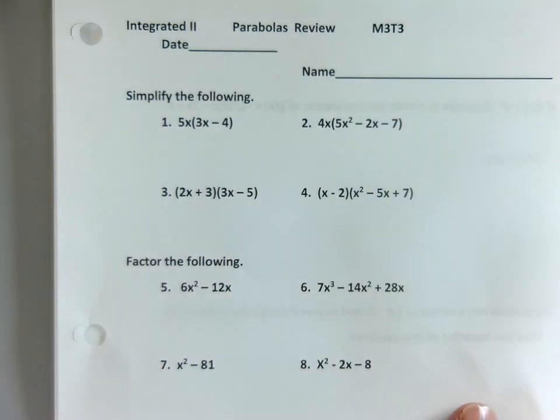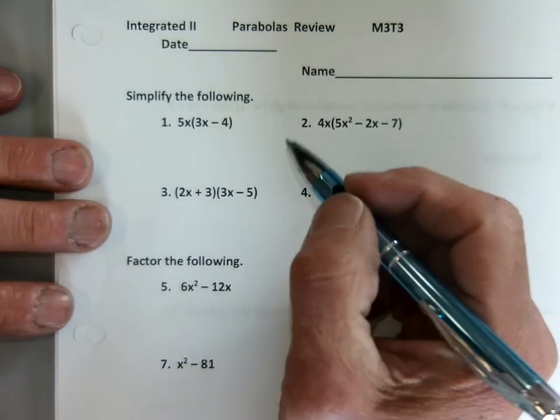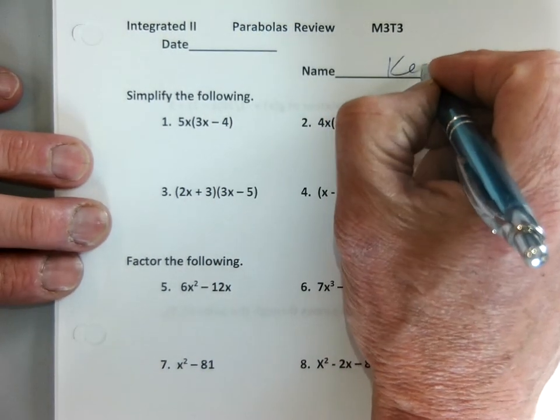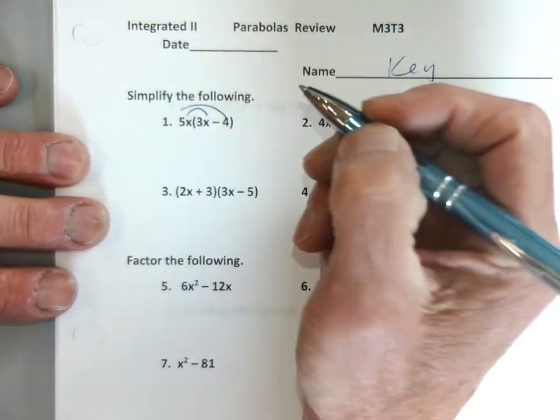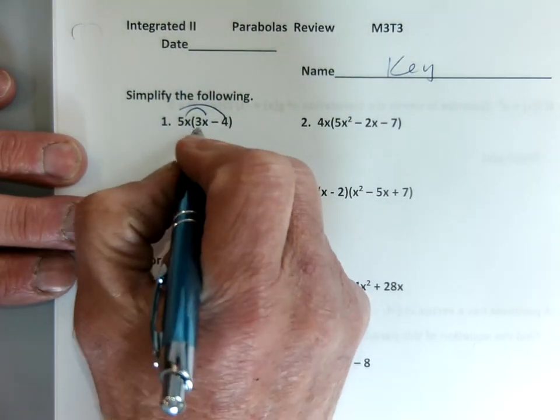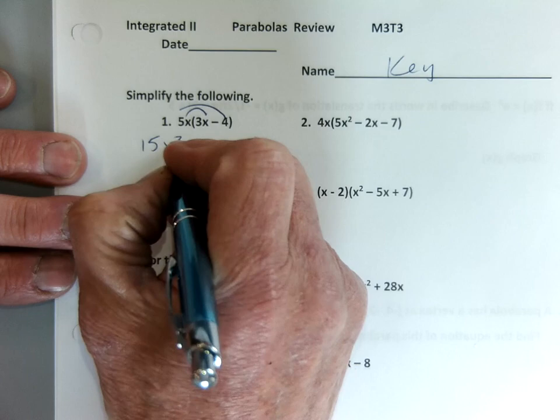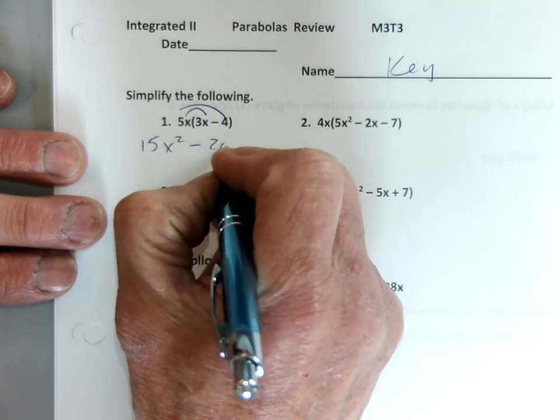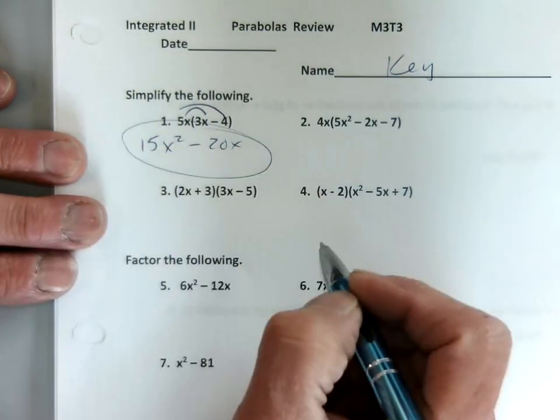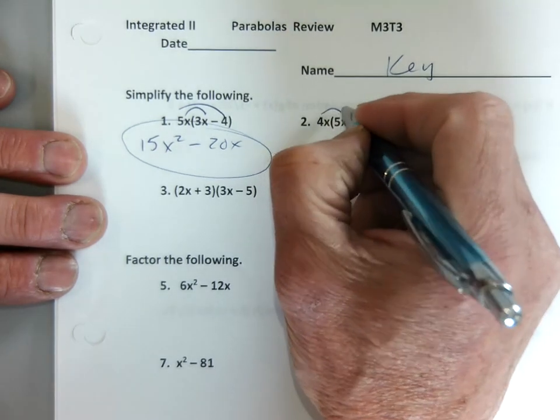Simplify the following. Let's see. We know how to do a lot of this. So I'm just going to go that times that times that. I'm just going to do the super properties. I'm going to get a 15x squared minus a 20x, right? That's it. Done. Number 2 is just a bigger version of it.